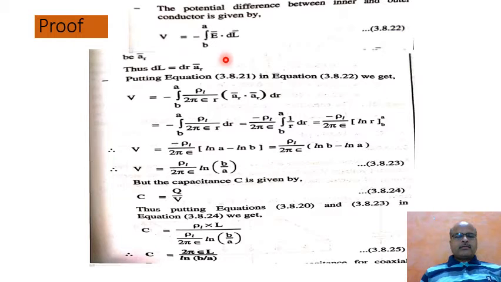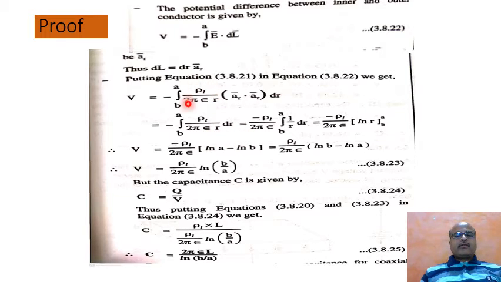Then, the potential difference between the inner and outer conductor is given by the integral from b to a of minus E dot dl. This is a formula from the first chapter, where we found the potential difference between two points. So put in the values. The differential length dl is dr a r cap, and E is equal to rho L upon 2 pi epsilon r, a r cap. So a r cap dot a r cap becomes 1.